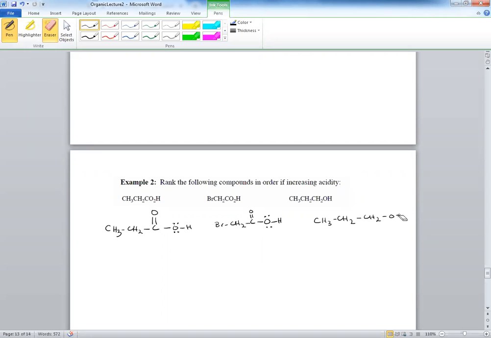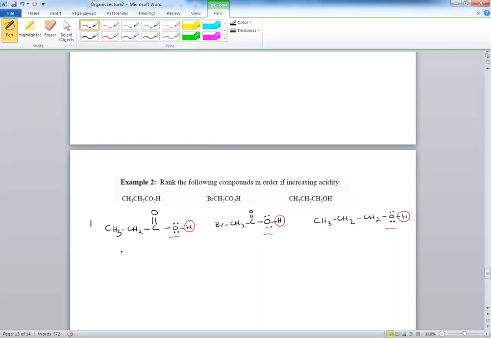So number 1 is, does the element effect apply? That's the question. Does the element effect apply? Well, let's see. Our acidic proton would be this one, would be that one, would be that one. But they're all attached to the same atom, which is oxygen.